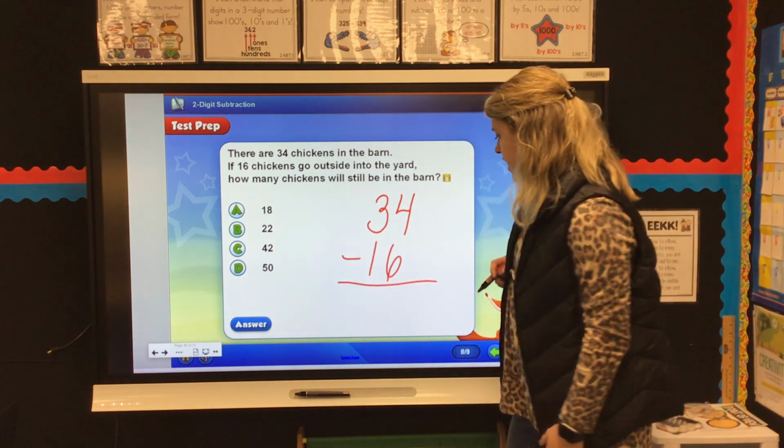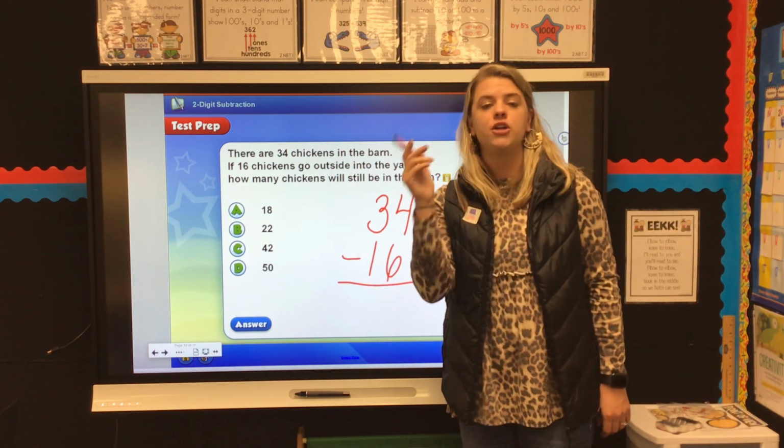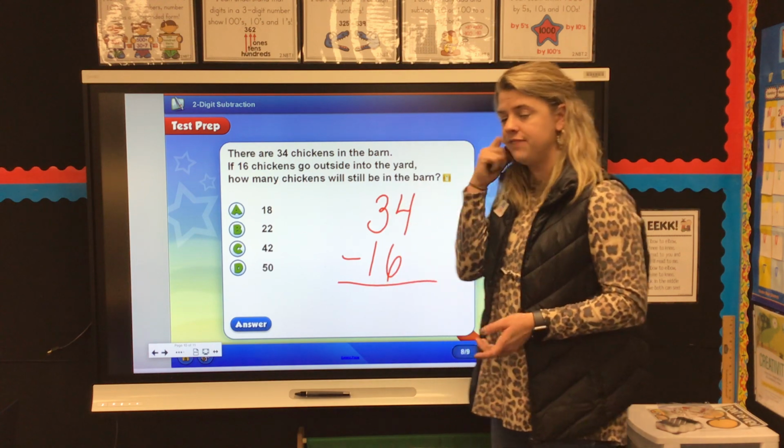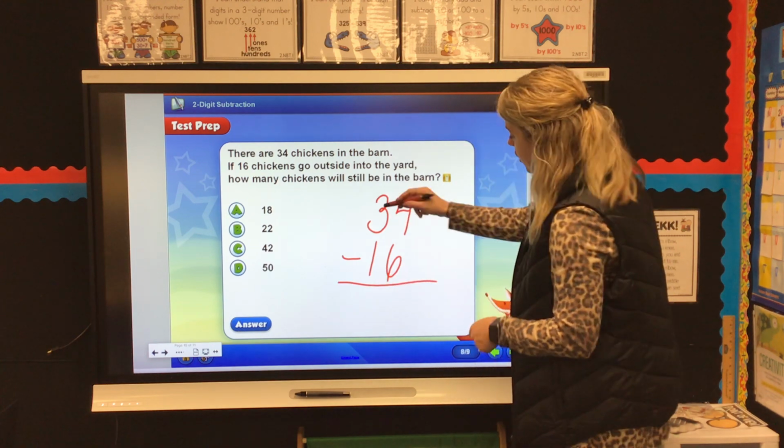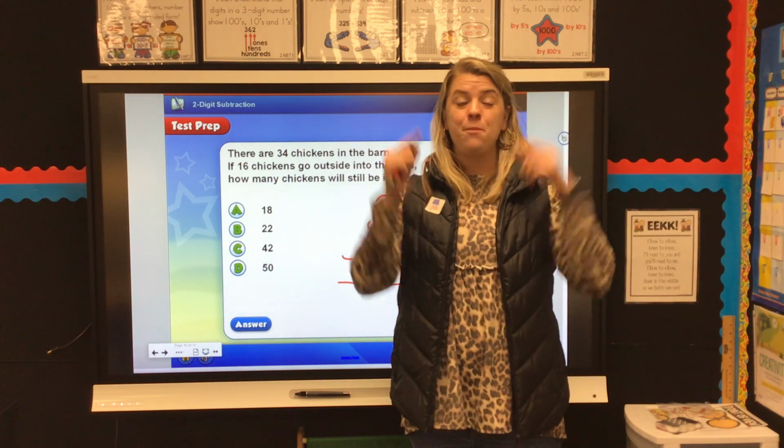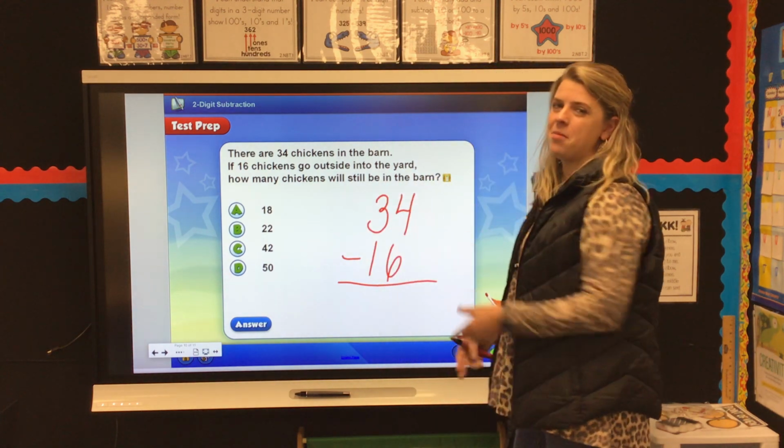All right, here we go. I want you to solve this on your whiteboard or a piece of paper, or you can find anywhere you want to solve your problem. 34 minus 16. Pause your video, solve this problem, and then come back and check it.